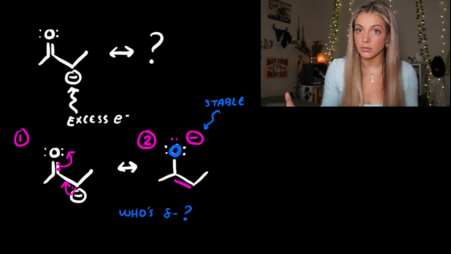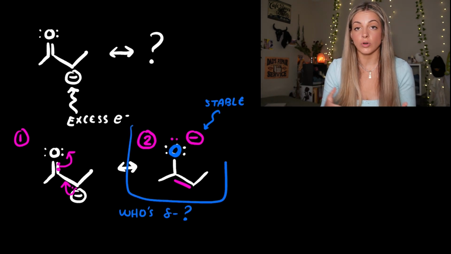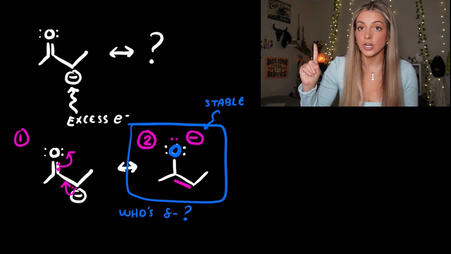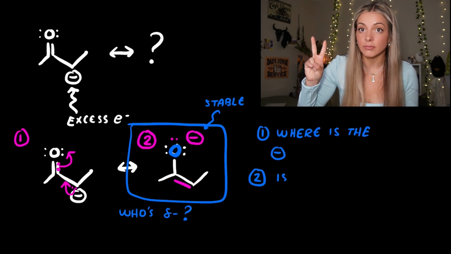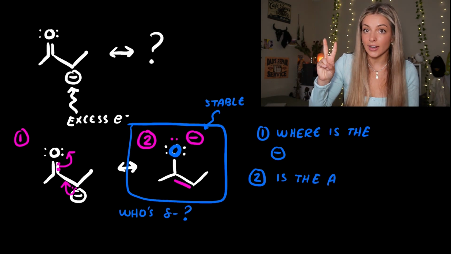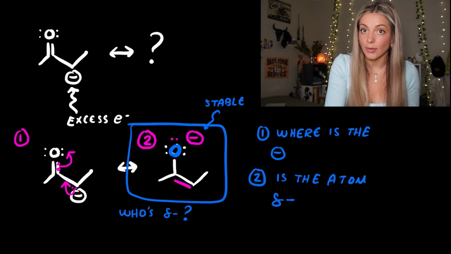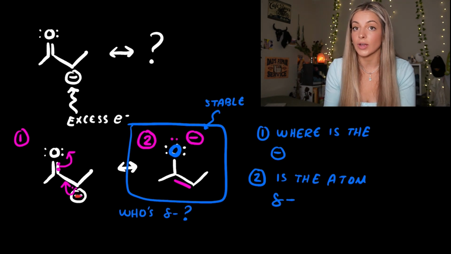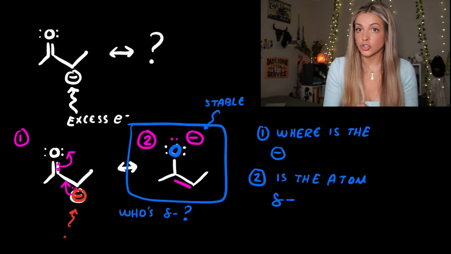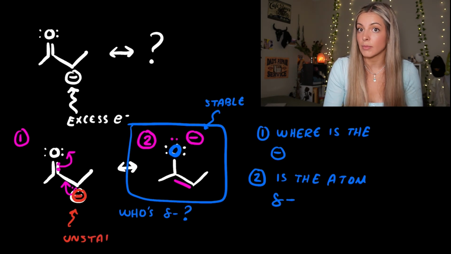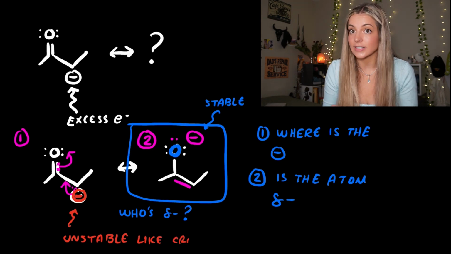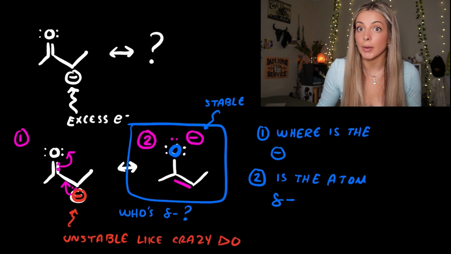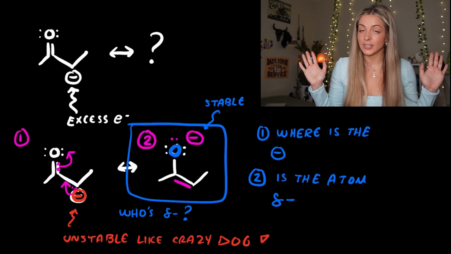So what did we just do? To figure out which resonance structure was more stable, we asked 2 questions. Question number 1 was, where does the negative charge reside? And question number 2 was, is that atom electronegative? And if it was electronegative, that means the structure was stable. If that atom was not electronegative, that structure would be unstable, as we've seen with structure number 1. Because in structure number 1, is the carbon happy when it has a minus charge? Absolutely not. Therefore, it is unstable. Just like your dog that has anxiety when you leave the house, how it'll rip up your couch. It's not personal. It's just got anxiety.